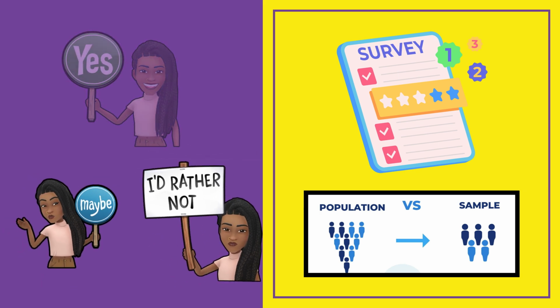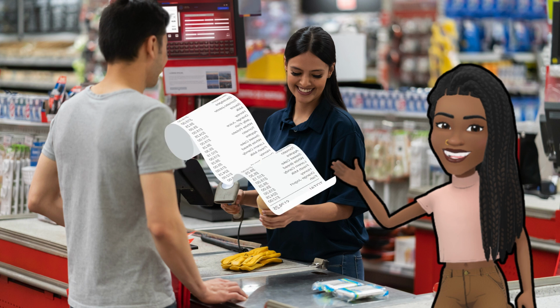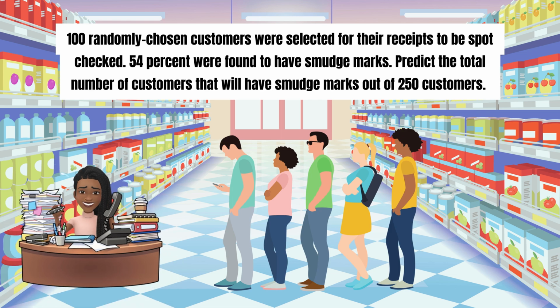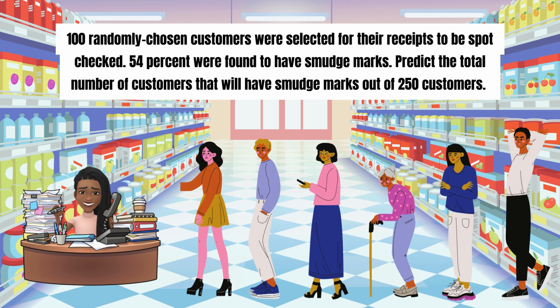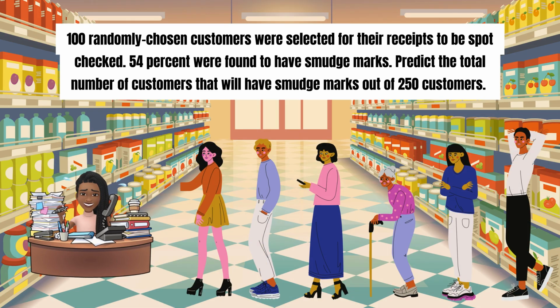population. Here's an example. Workers at a grocery store notice the ink on the customer's receipts is sometimes too smudged to read. The manager wants to know how widespread the problem is, but inspecting each receipt would be very difficult. Instead, the manager randomly checks receipts to check for smudge marks. 100 randomly chosen customers were selected for their receipts to be spot checked. 54% were found to have smudge marks.